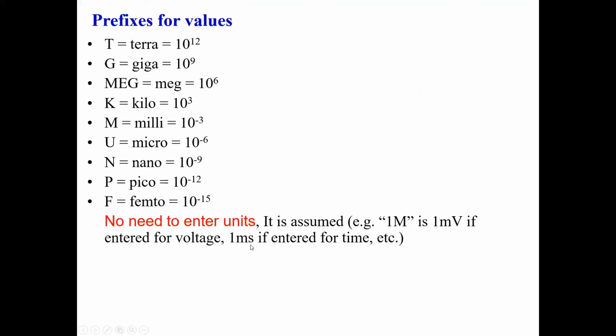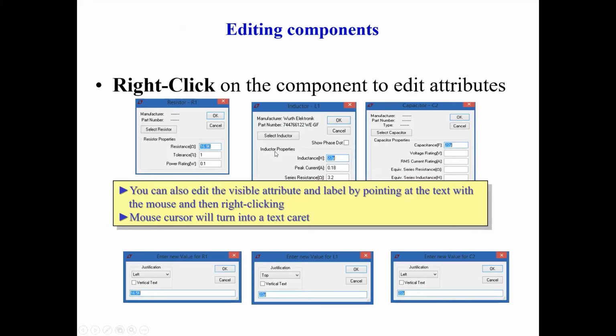If entered for voltage, 1 milliseconds is entered for time, and so on. So if it is an inductor, 1 M means 1 millihenry. So no need to enter units.